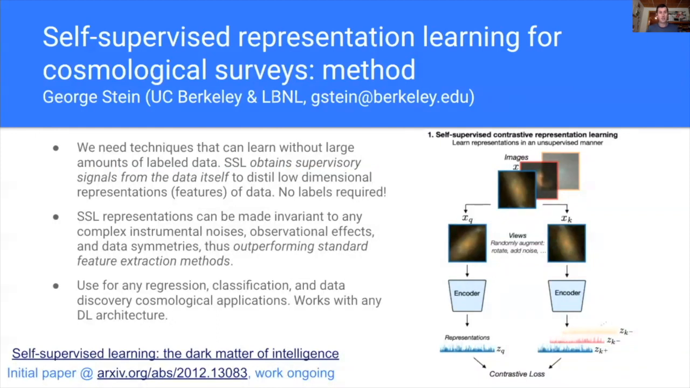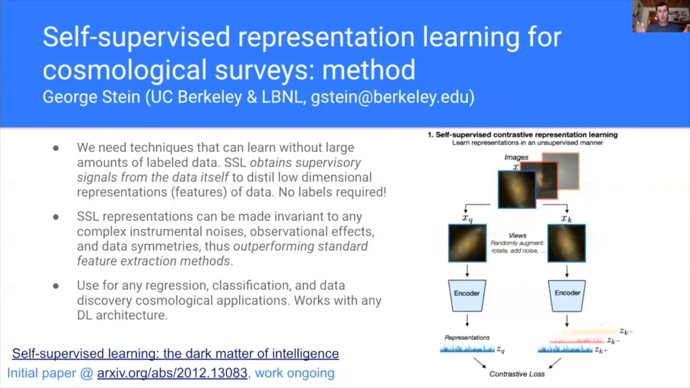But one of them that I'm very excited about is self-supervised representation learning. And this is something that's really exploded in the last few years in computer vision and natural language processing. If you've been to any of these machine learning conferences, you've probably heard a lot about self-supervised representation learning. But we've been working on applying it specifically to galaxy surveys.